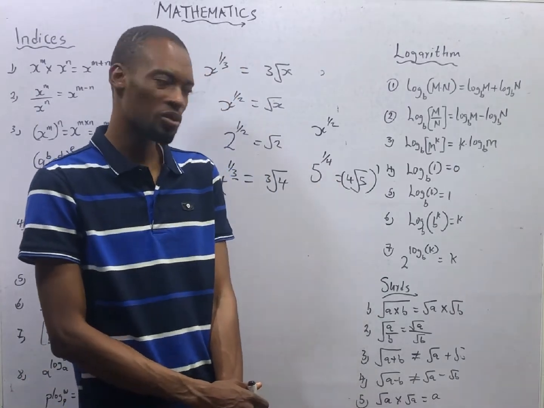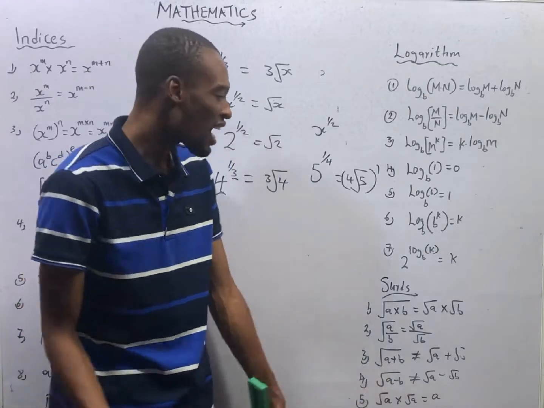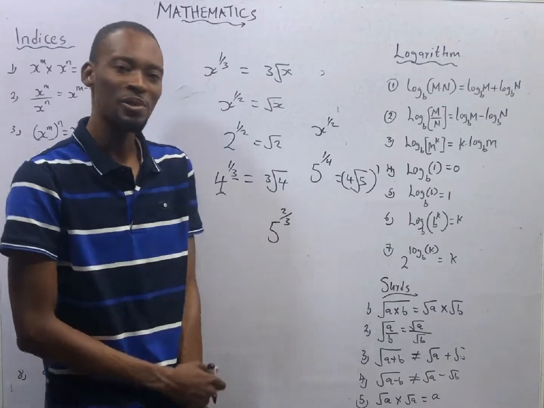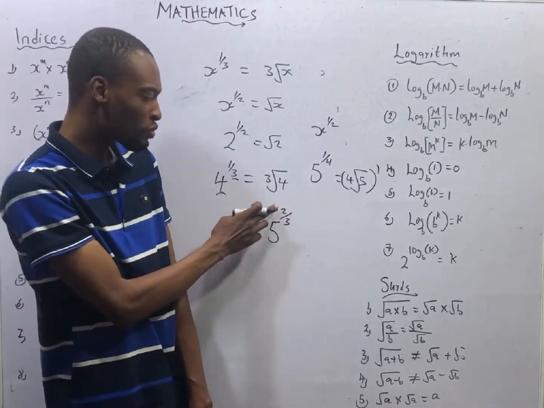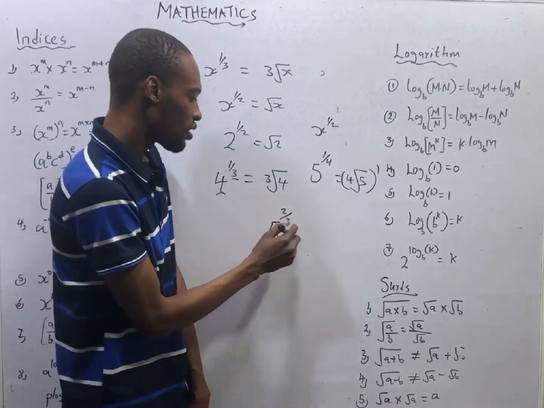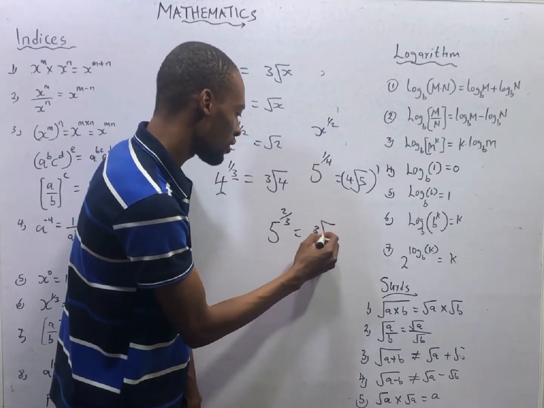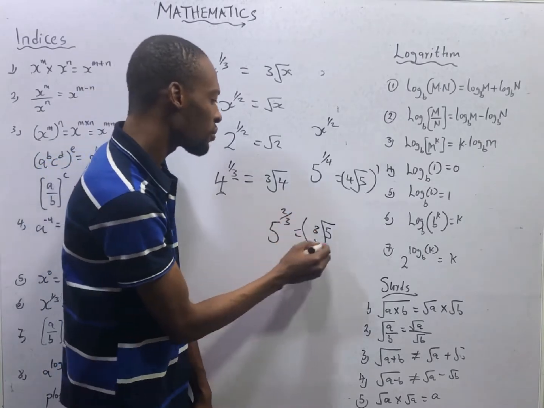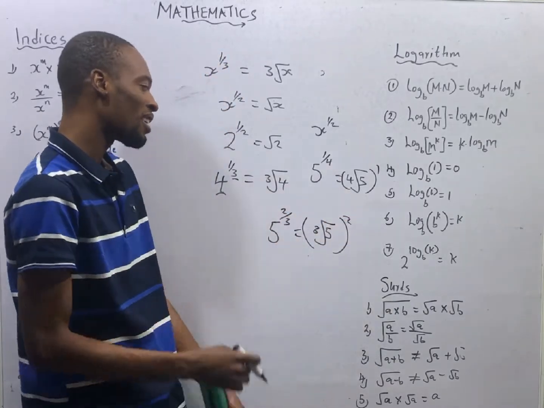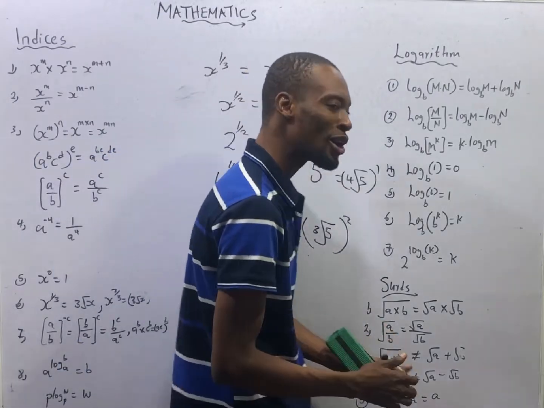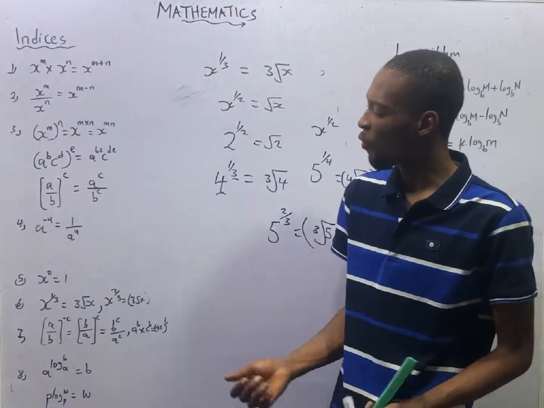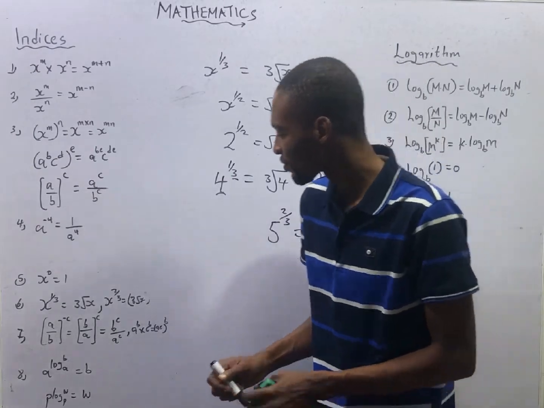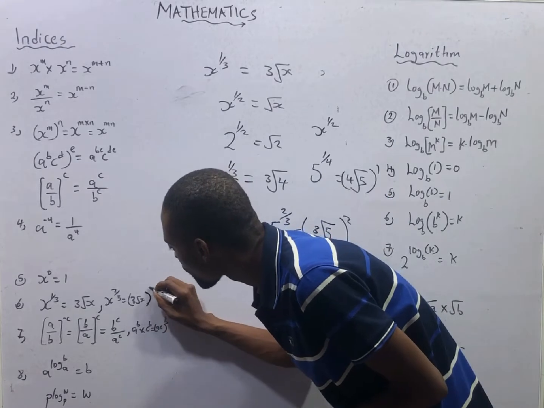This brings us to a situation where we need to answer this one. How about you have 5 raised to the power of 2 over 3? How do you answer this? If it were 1 over 3, we will say cube root of 5, right? But since this number is not 1, it is 2, this becomes squared. Everything is raised to the power of 2. These are basic laws you should know and you should be able to work with.